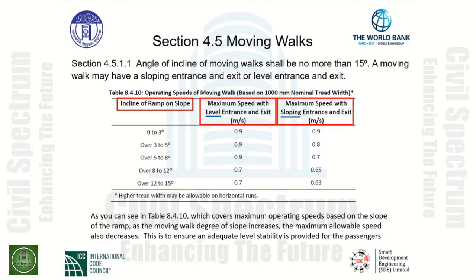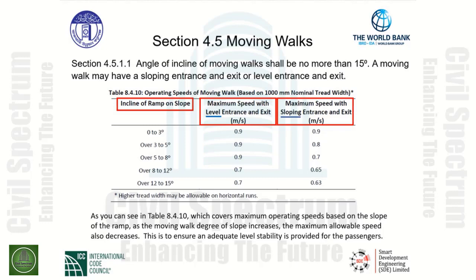Section 4.5.1.1: the angle of incline of a moving walk shall be no more than 15 degrees. A moving walk may have a sloping entrance and exit or a level entrance and exit.